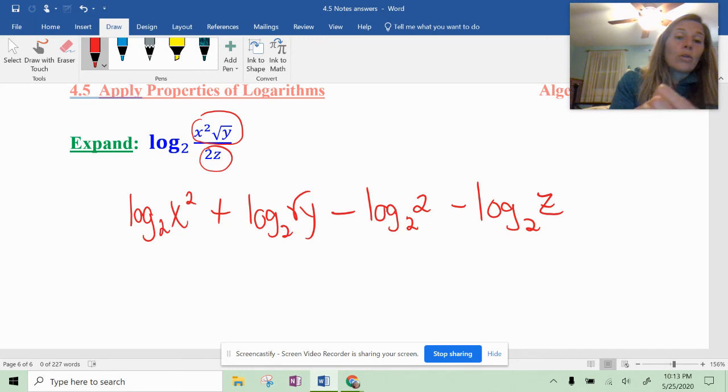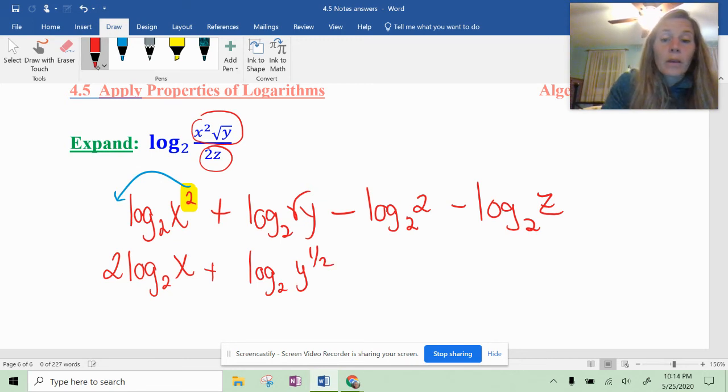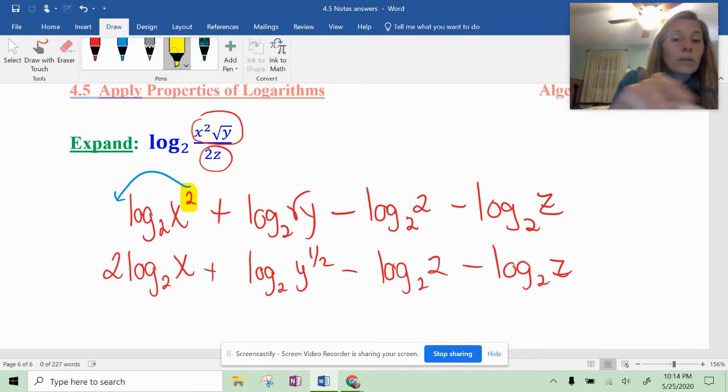So now we know that this first one here, the 2, is going to go over to the front. So it's going to be 2 times log base 2 of x. Then this next one is really log base 2 of y to the 1/2 power. And then we have this one here, and then this one here. So the last thing we have to do is move this 1/2 out to the front as well.